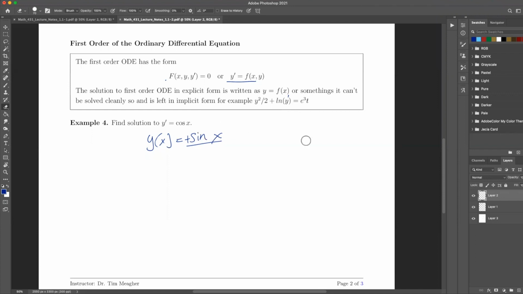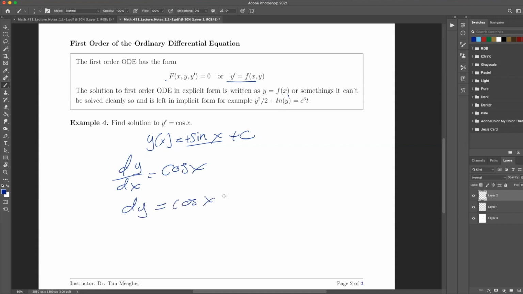And so this one, you just literally anti-differentiated it, right? You just took the integral. The integral of cosine is sine, right? But we also have to add plus c. So this is just a general solution, right? In this case, I could take my dy dx equal to cosine x, and I could literally split it as dy equals cosine x dx.